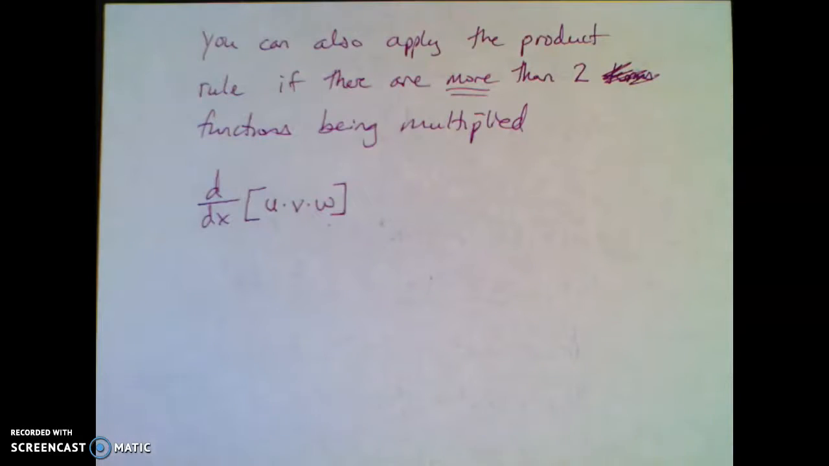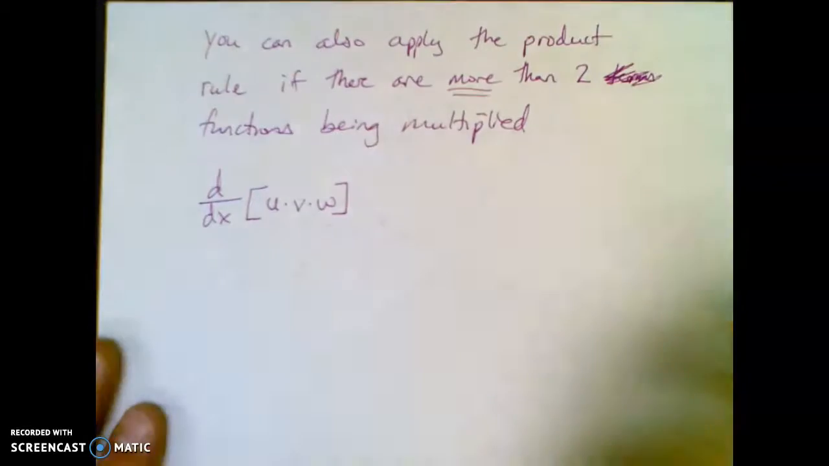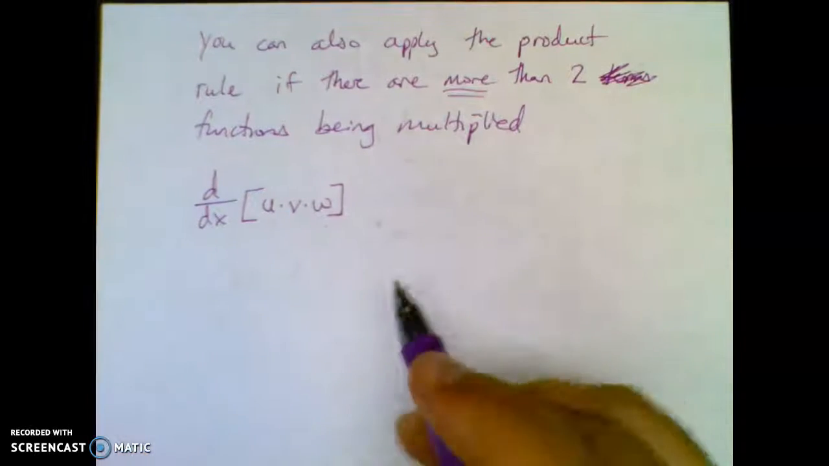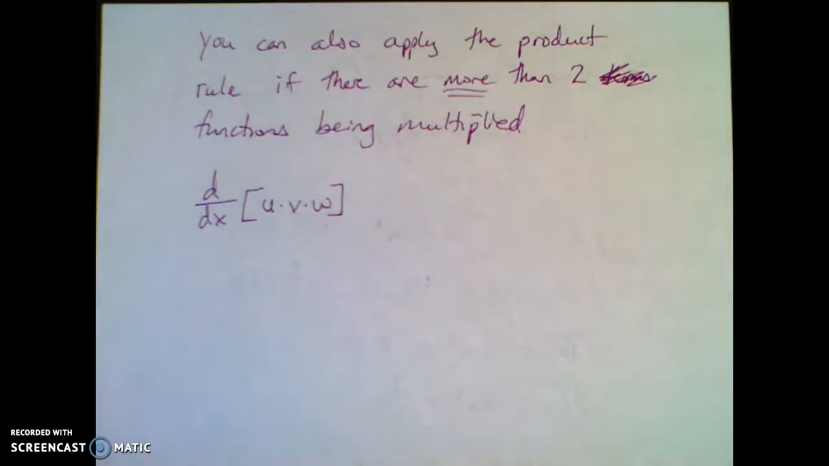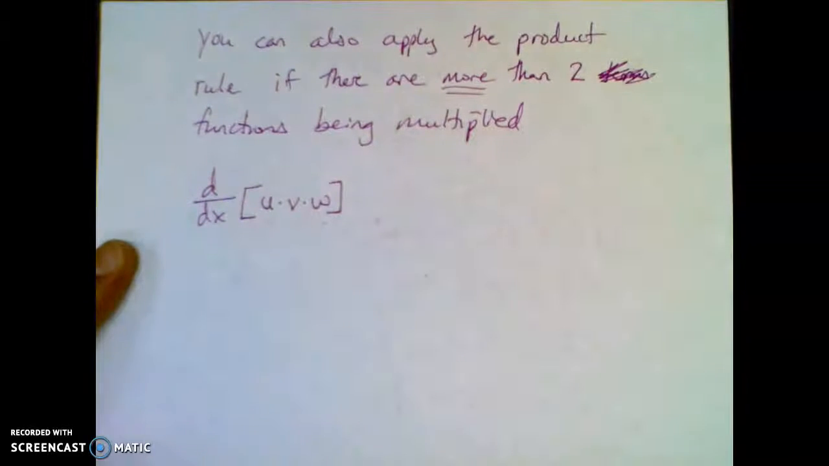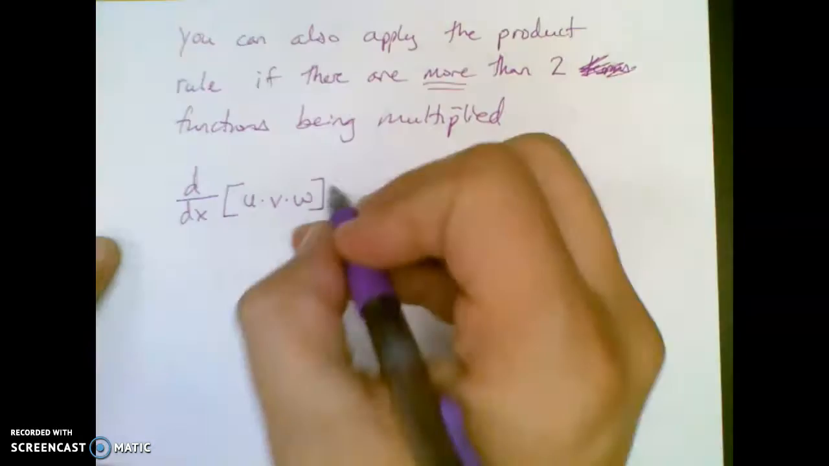All right, so here's the last thing. You can also apply the product rule if there are more than 2 functions being multiplied. Every example I've shown you so far was just 2. But I wanted to tell you it works for 3, it works for 4, it works for 5. It just gets crazy as you go.